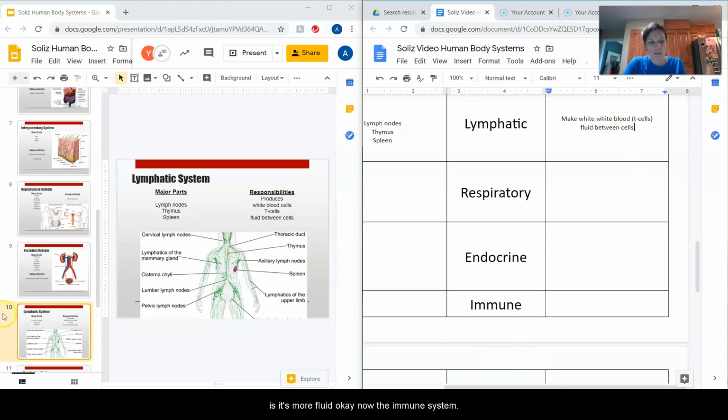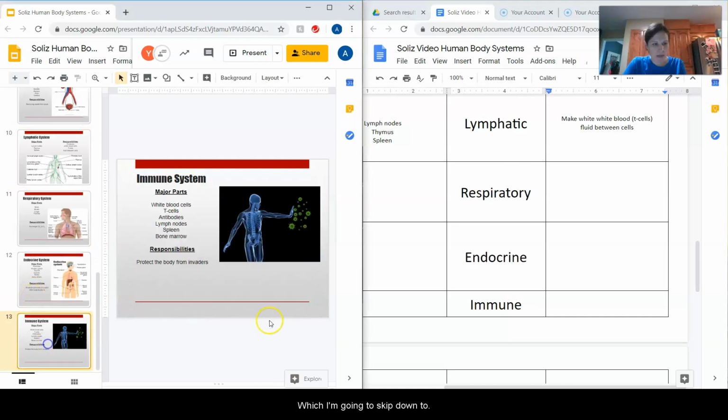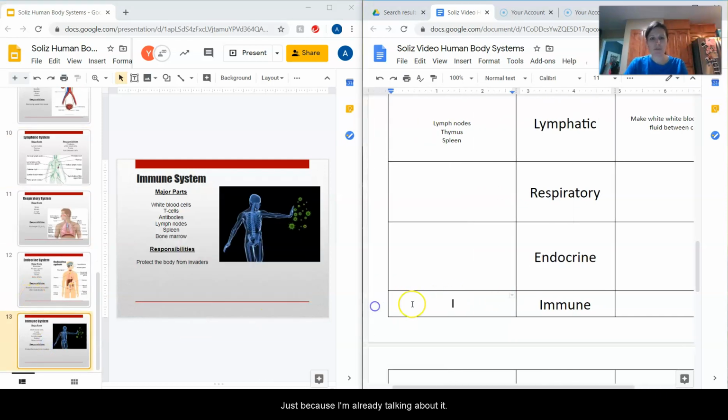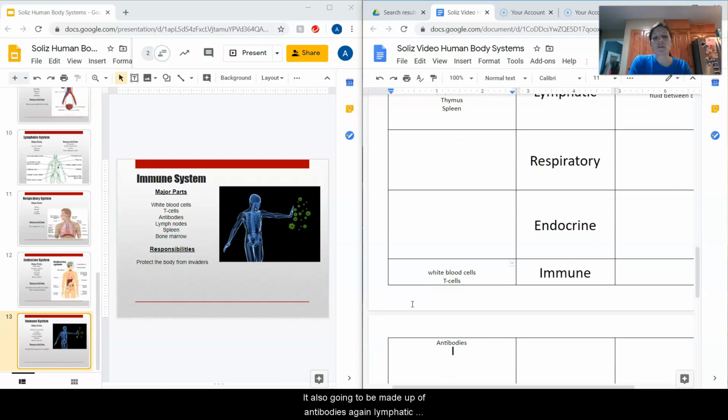Now the immune system, which I'm going to skip down to, just because I'm already talking about it, is going to be made up of white blood cells. So the lymphatic system makes the white blood cells, your lymph nodes. And then the white blood cells flow through your blood, and that is what fights off infection. So any pathogen, anything foreign to your body that could make you sick. Okay, it's also going to be made up of antibodies.